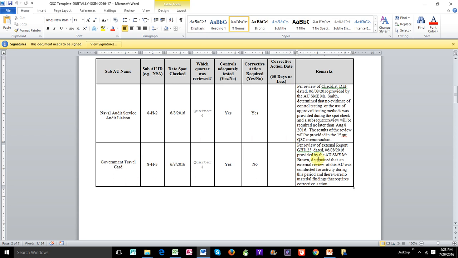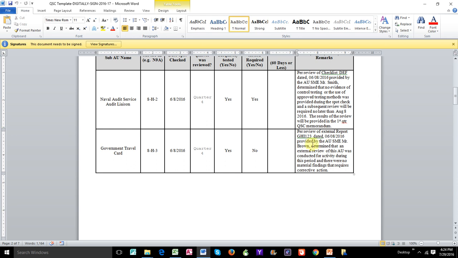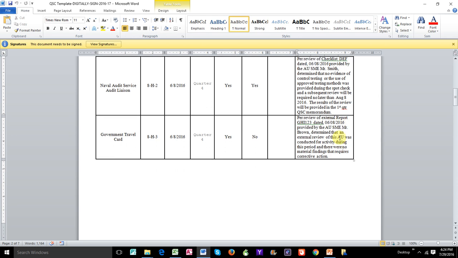So this is to allow someone to use external work so that they don't have to redo work or reinvent the wheel. If there is an inspection on the government travel card program during this period, and it covers the same area that they would be reviewing, they can simply use that report as evidence that the control is working as intended. No other work needed at that point.